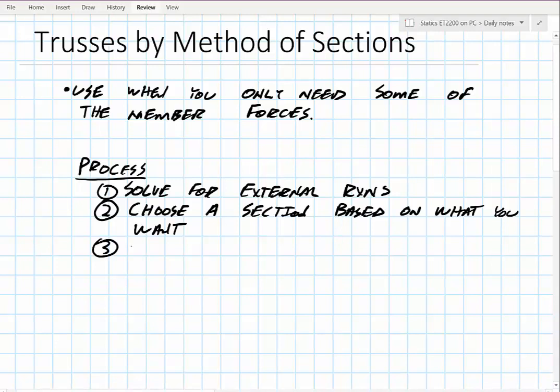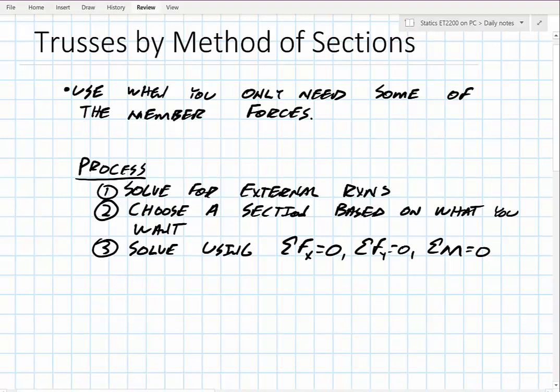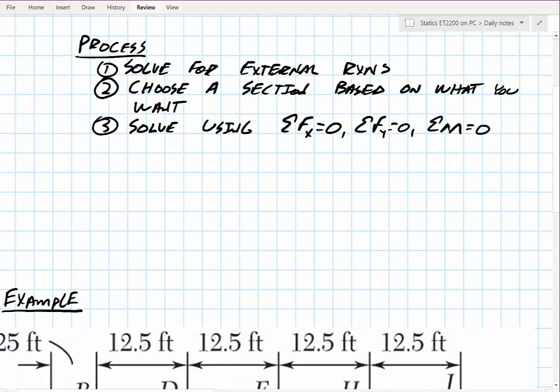And the third step is we are going to solve for those members using your basic static equations. Sum of the forces x equals 0, sum of the forces y equals 0. Now this one we are going to use the sum of the moments about a point is equal to 0, but it's not overly difficult. So let's go ahead and take a look at an example.